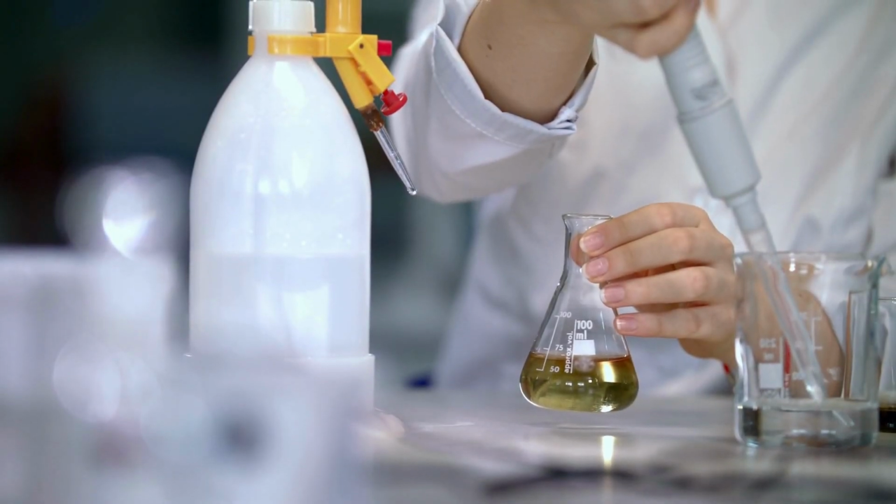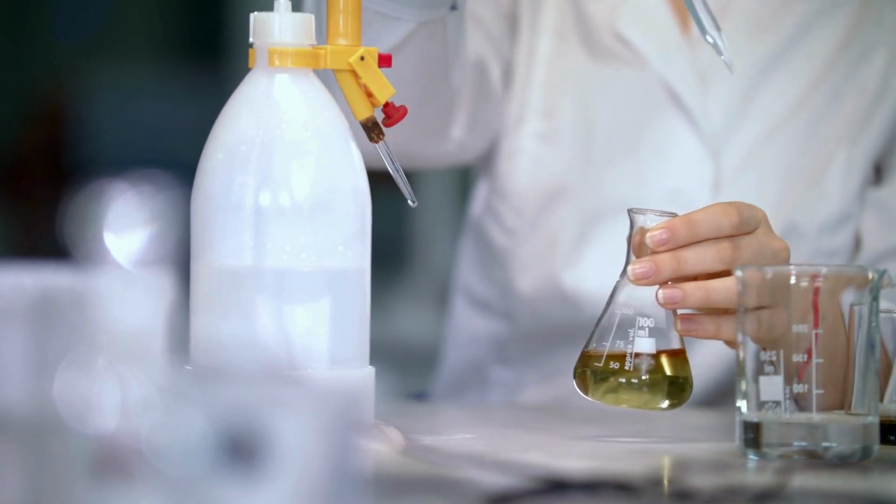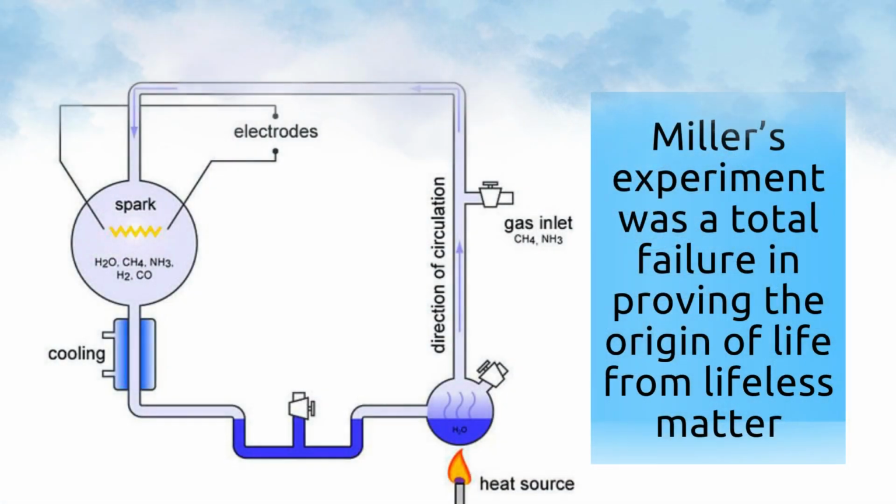The presence of amino acids overwhelmed the then Darwinists so much so that they did not even take into account the several critical flaws that could have invalidated the method and its results altogether. Miller's experiment turned out to be invalid in so many regards and was a total failure in proving the origin of life from lifeless matter.